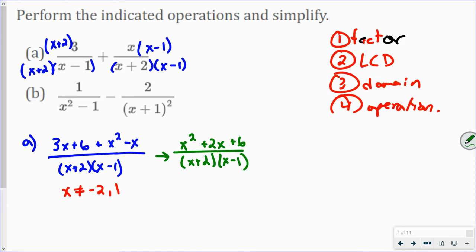Factors of 6 that add to 2, I don't think there are any. Factors of 6 are 1 and 6, which add to 7, and 2 and 3, which add to 5. So you want to relook to see if you can factor that, but if not, that's it, plus your domain restriction.